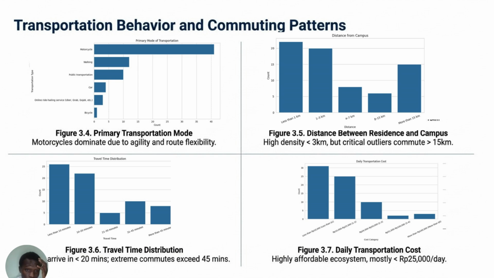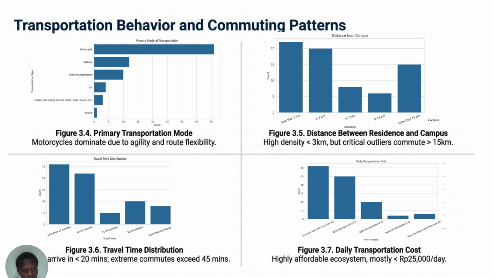Now the transportation behavior of the students. In the first data visualization, there is the primary transportation mode, and the second one is the distance between the residence and the campus. In the primary transportation mode, motorcycles are dominant due to agility and route flexibility, while the distance between the campus and the students' residences is sometimes less than 3 kilometers, but there is a critical outlier commute of 15 kilometers.